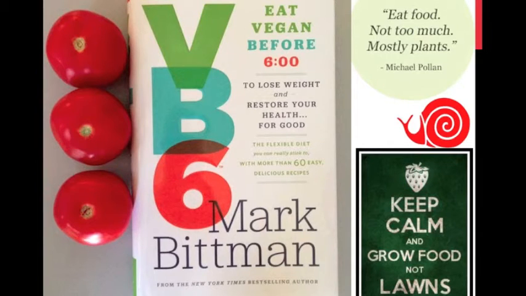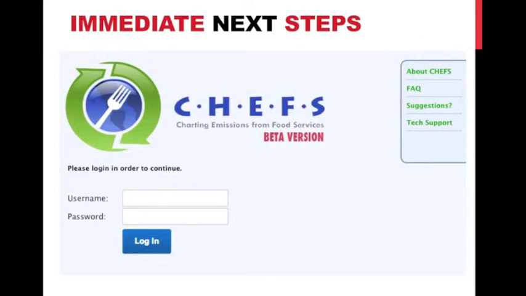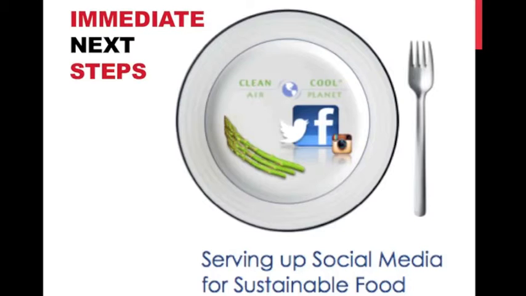So what next? We already talked about serving more vegetarian and local fare, but using Clean Air Cool Planet's charting emissions from food service tool can help you get a specific idea of what you could do at your site to make the best choices. If you need more tips and resources on engaging students at your institution, Clean Air Cool Planet has also released a social media guide. If you would like to have access to this guide, please click on the link.